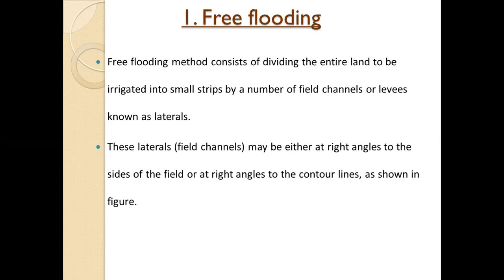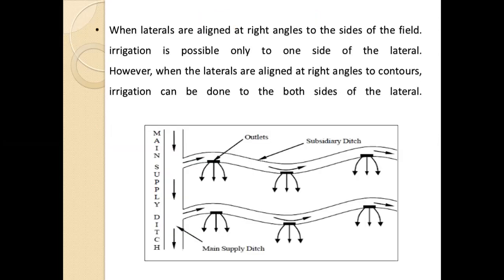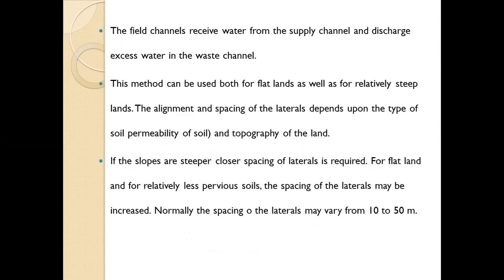In that type of irrigation, the number of borders are known as laterals. These laterals or fill channels may be either at right angles to the sides of the field or at right angles to the contour line, as shown in the figure. When the laterals are aligned at right angles to the sides of the field, irrigation is possible only to one side of the lateral. However, when the laterals are aligned at right angles to the contour, irrigation can be done on both sides of the lateral. So fill channels receive water from the supply channel and discharge the excess water in the waste channel.